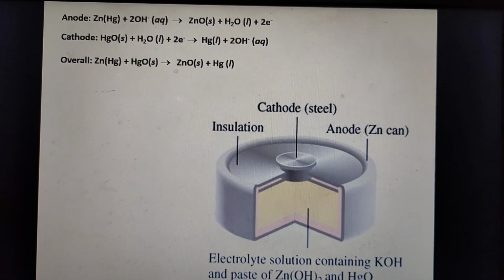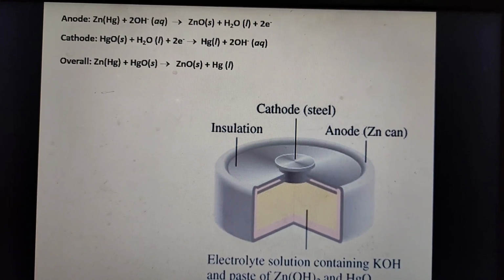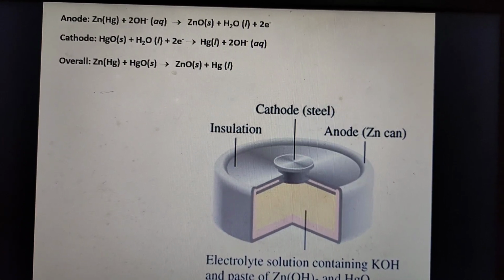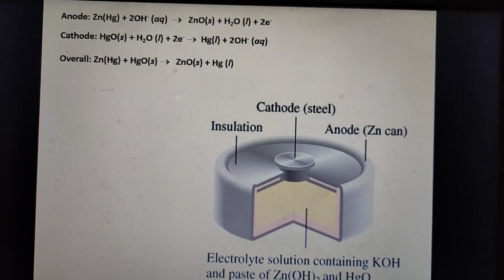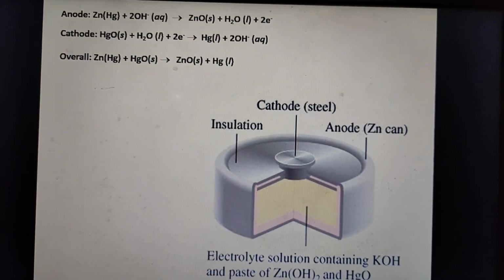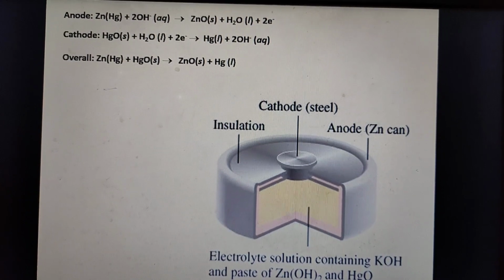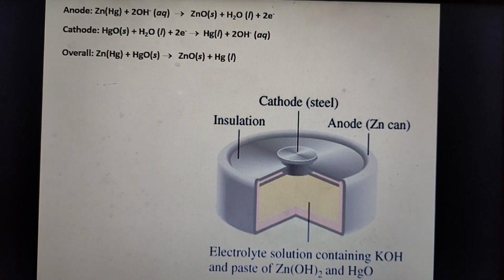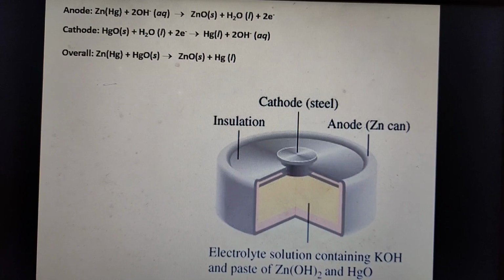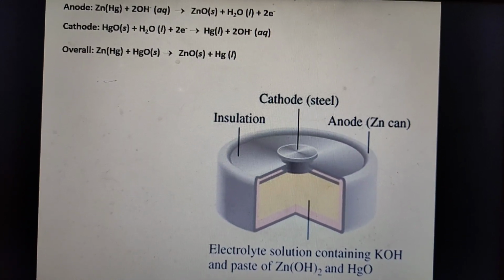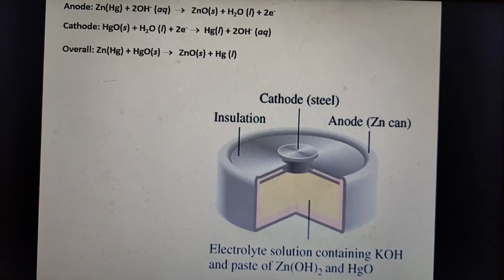And the overall reaction you can see is zinc amalgam, that is Zn(Hg), plus HgO gives zinc oxide plus Hg. No ions are taking part. See, no ions are taking part in the reaction. That is why the voltage remains constant throughout its life period. The EMF or voltage remains constant.